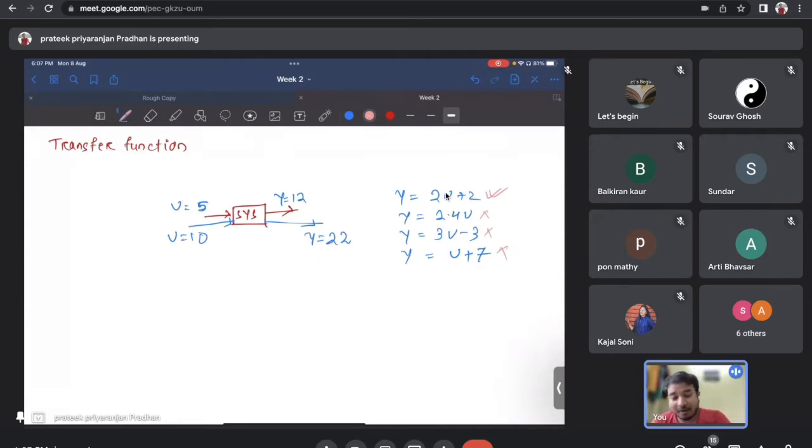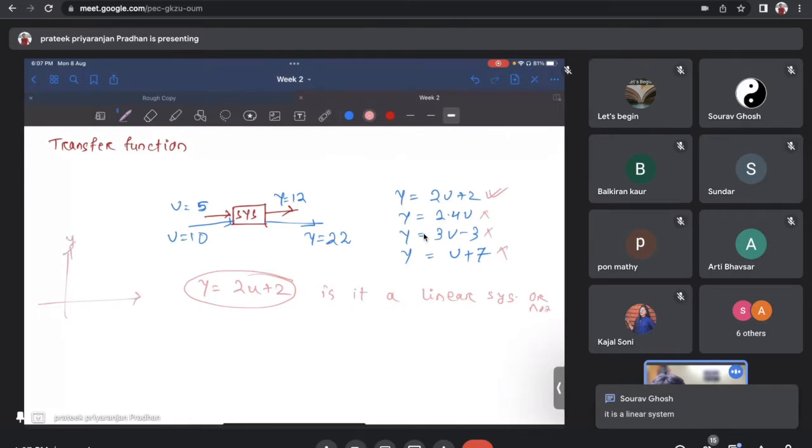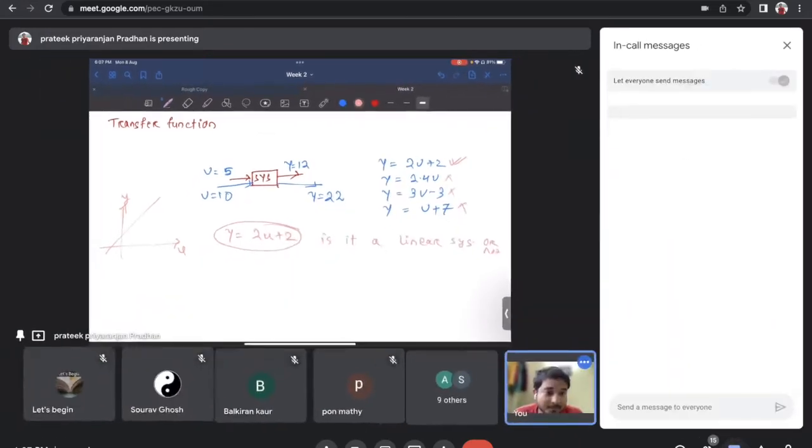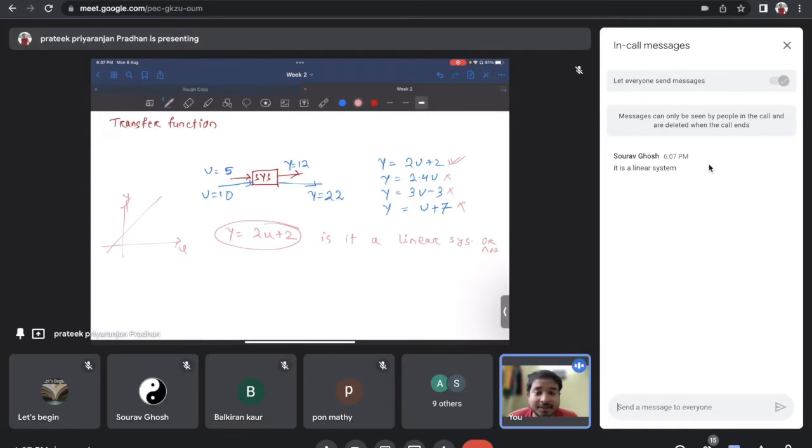Just a question, who has attended the last class? Y equal to 2u plus 2: is it a linear system or not? Can I see some replies in the chat box? The graph is like this, with y and u axes, and it will be something like this. Saurabh says it's a linear system. Anybody else?